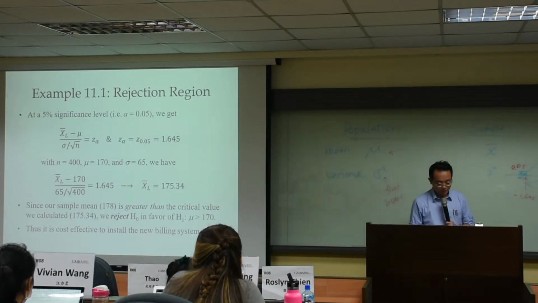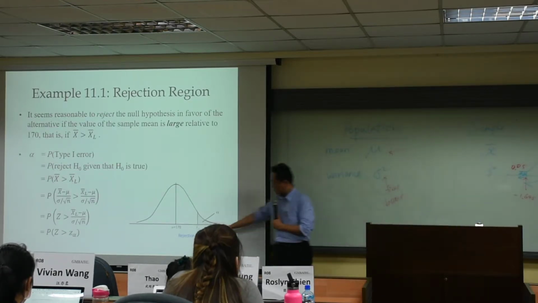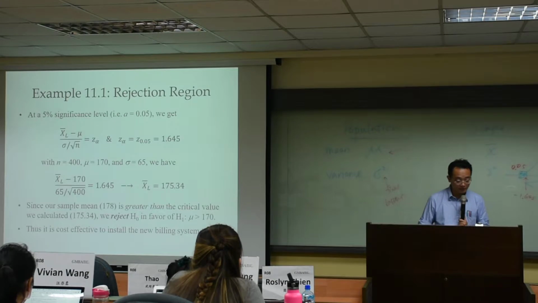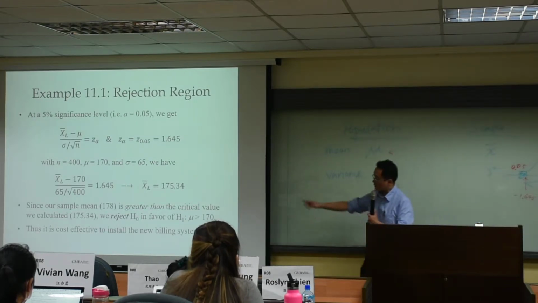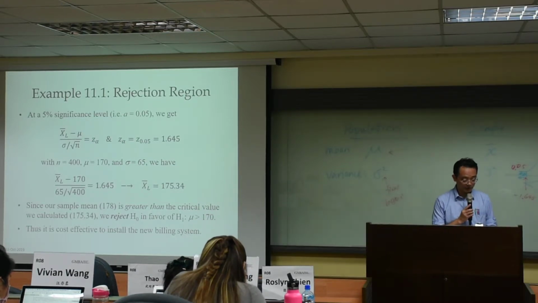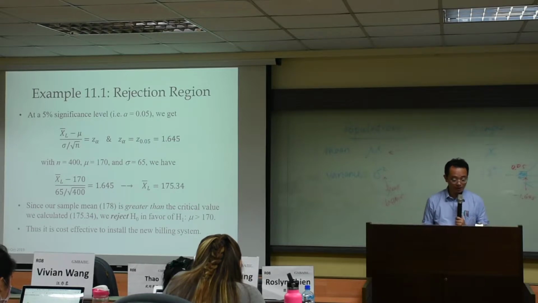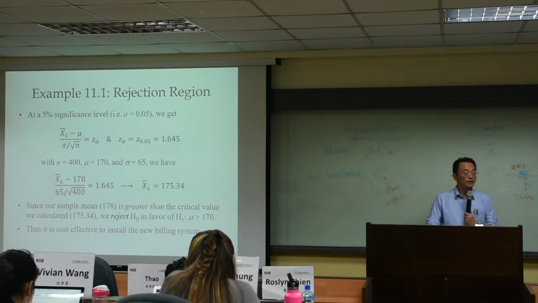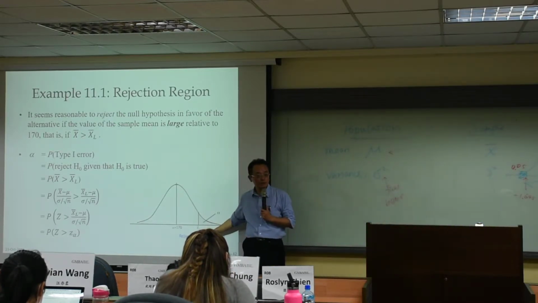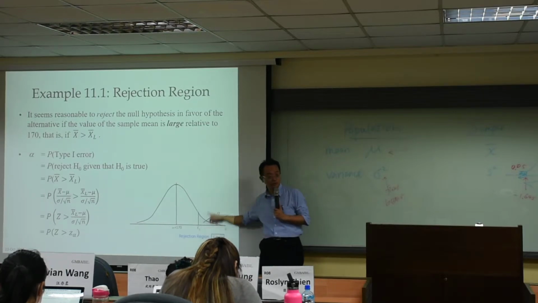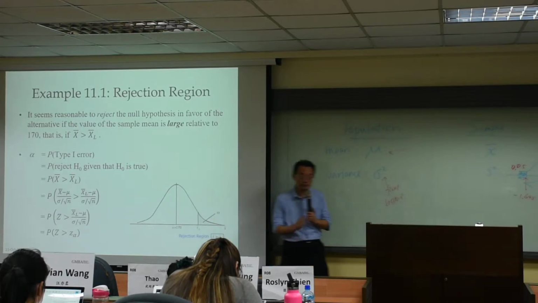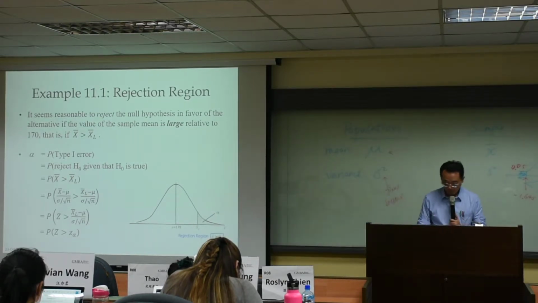If we come back to this plot, X̄_L here is 175.34, and now X bar is actually 178. So 178 is greater than 175, so we can reject the null hypothesis. At the moment, X̄_L is 175.34 but X bar is 178. It's greater than that, so it's in the rejection region. We can reject the null hypothesis.